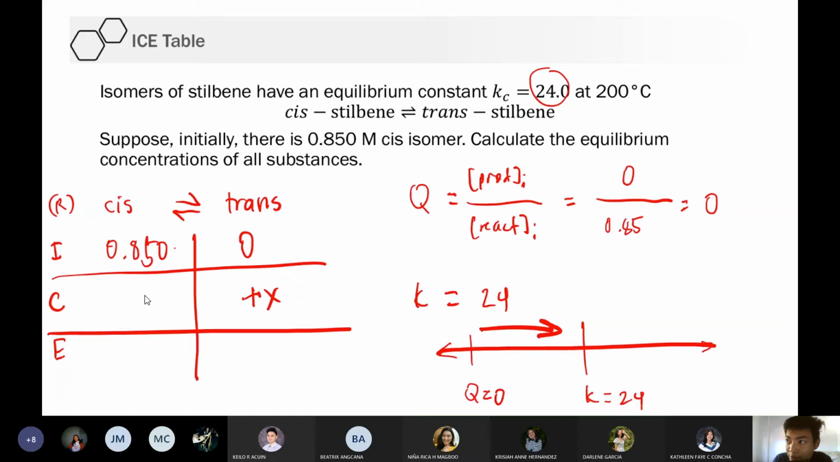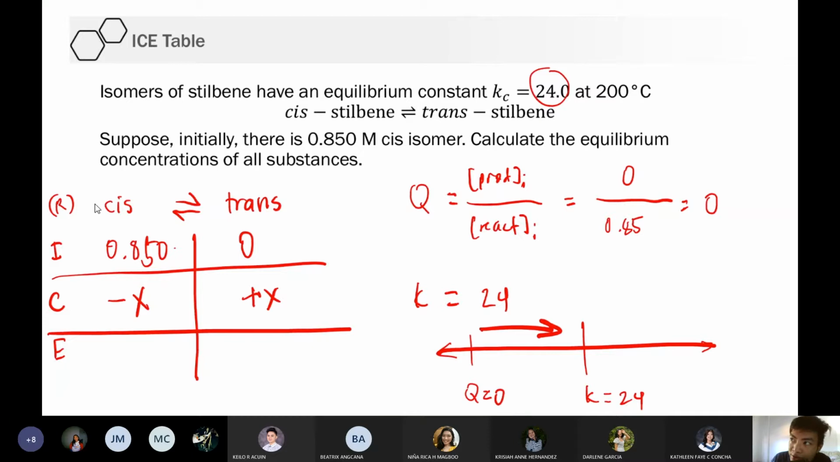For the reactant side, since some of the reactants will be converted to products, the change for the reactant must be negative. Again, if your Q is less than K, that means the reaction is going to the product side. Hence, the change for the reactant is negative and the change for the product will be positive. Negative x for the reactant because over time its amount will decrease as some of the reactants are converted to products in order to achieve equilibrium.